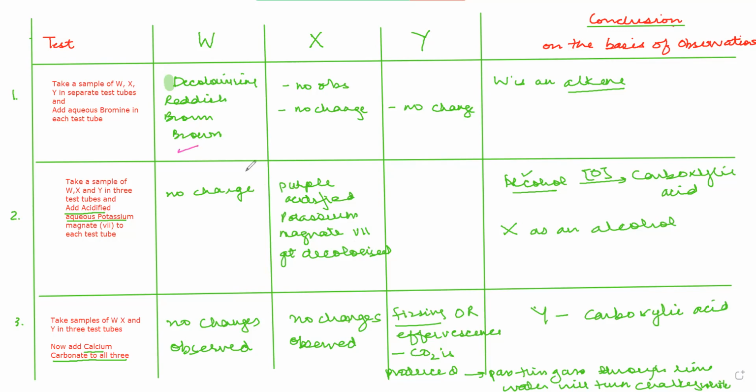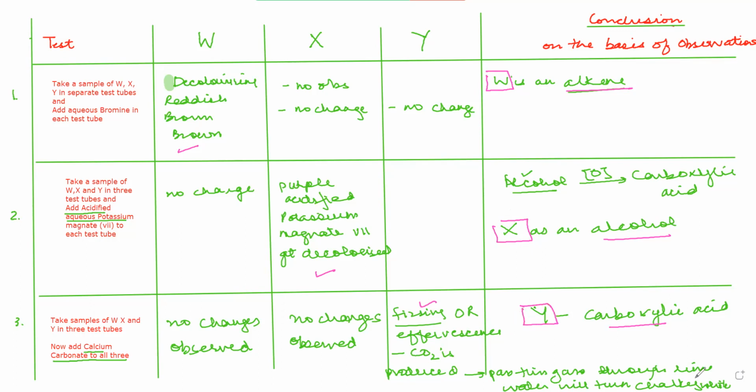This is an observation which is a positive observation for an alkene. This is another observation with the second chemical that proves that this is an alcohol. It's a positive test for an alcohol. The third observation with the metal carbonate, giving carbon dioxide, again proves that it's a carboxylic acid. So this is how we are able to prove that W is an alkene, X is an alcohol, and Y is going to be carboxylic acid.